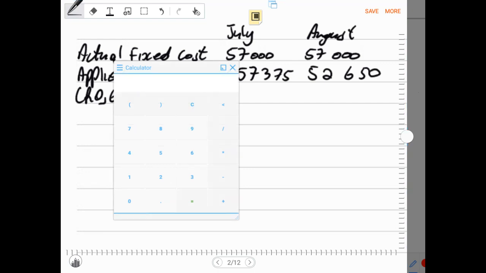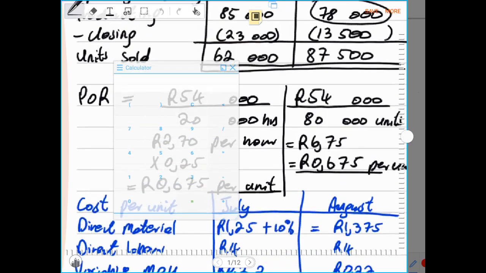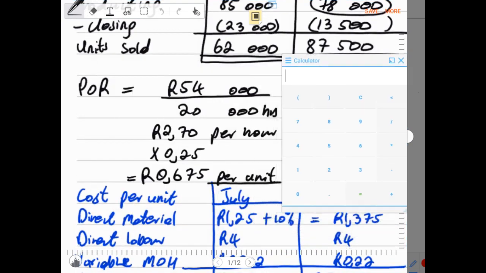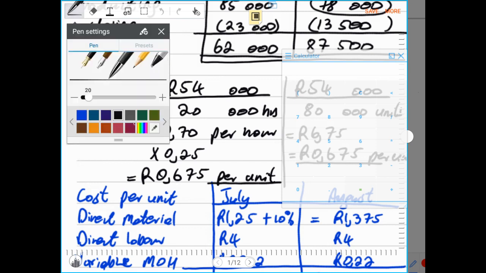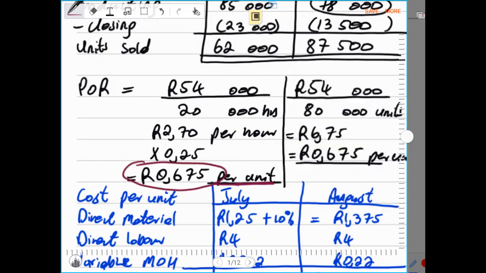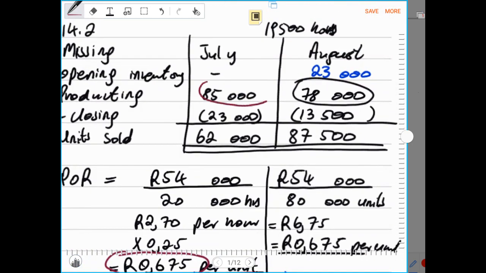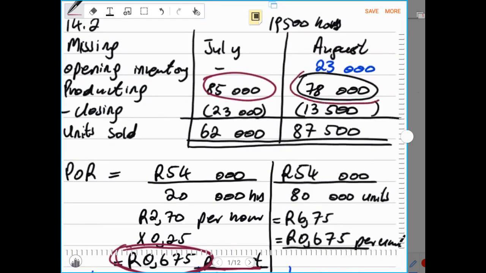52,650. Or else, remember, you can just take that 0.625, which is per unit. If you take your POR, which is per unit, this is 0.675 per unit. Therefore, this has to be multiplied by the number of units. And if you take again this 0.75, you must multiply this by the number of units.